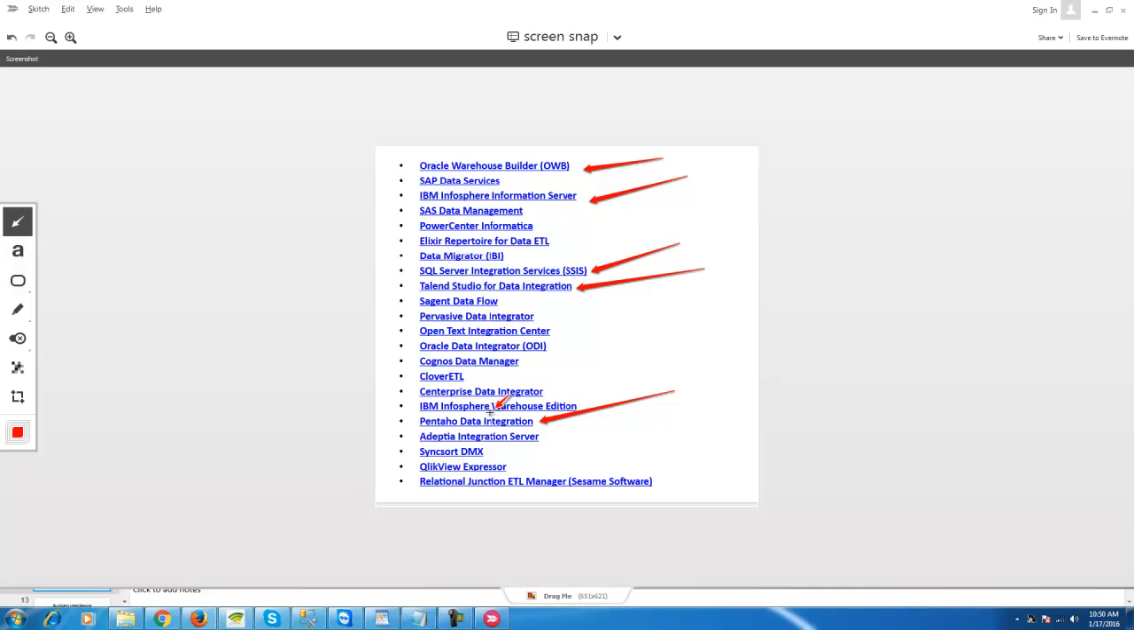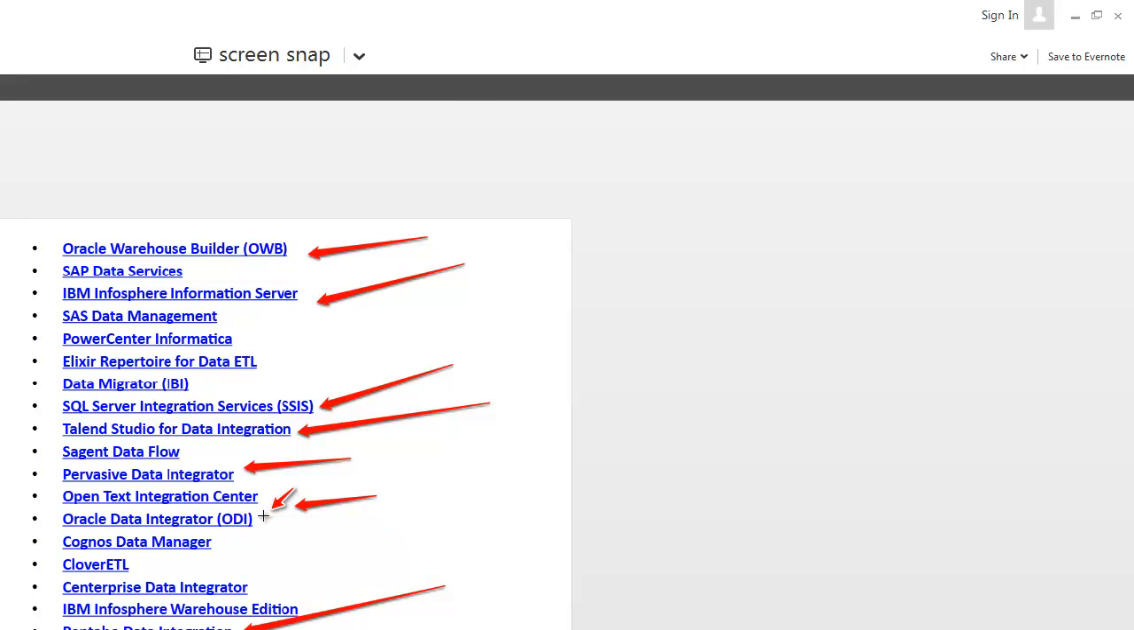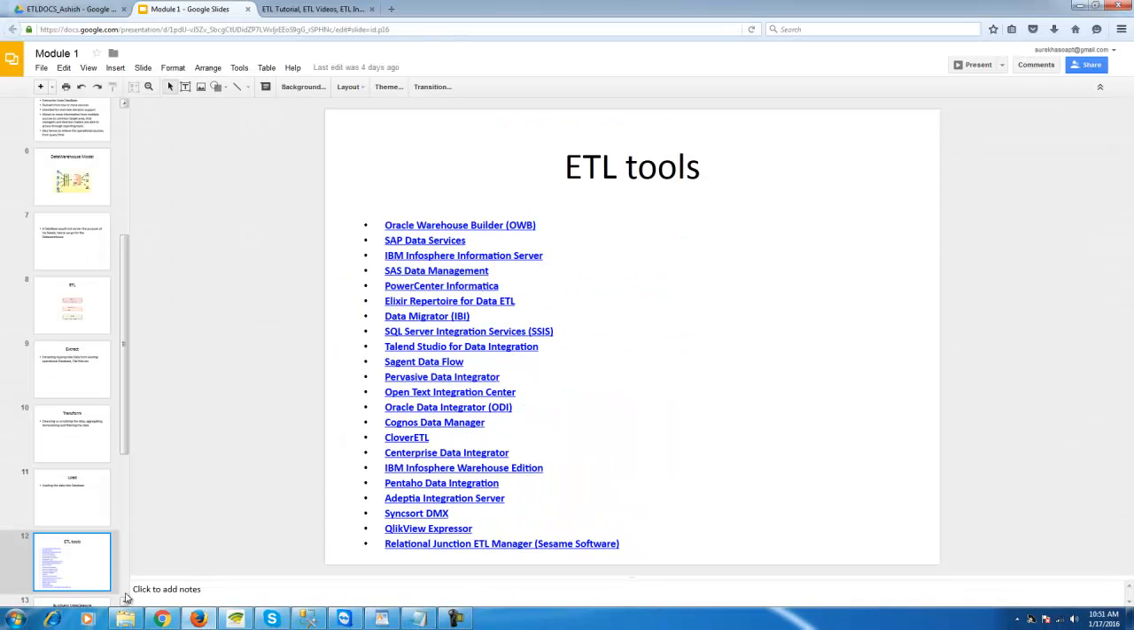There are many more ETL tools, which we have made a note of, which you can read over. Oracle Data Integration is predominantly more used, and this one is also majorly used. Cognos Data Manager, and for reporting, which we have not covered, Cognos is very famous.